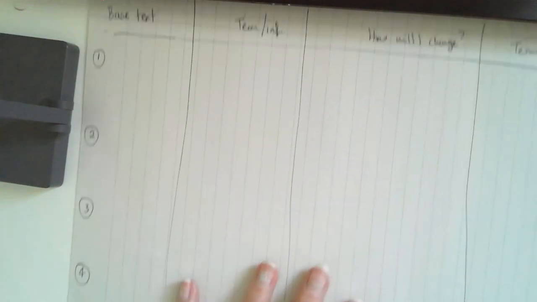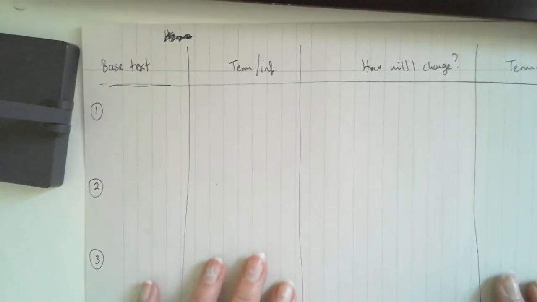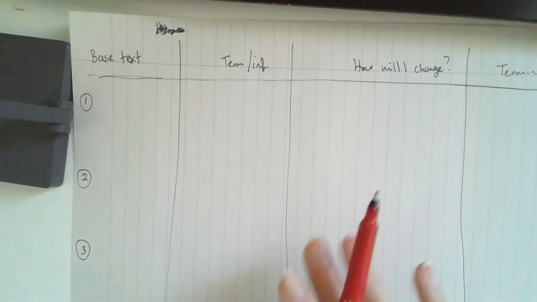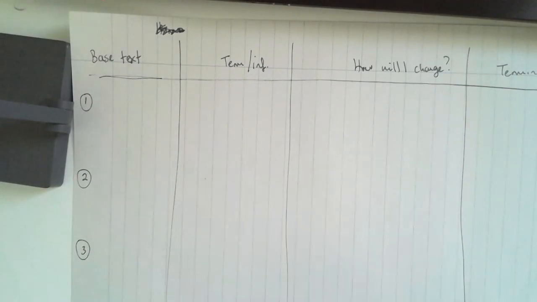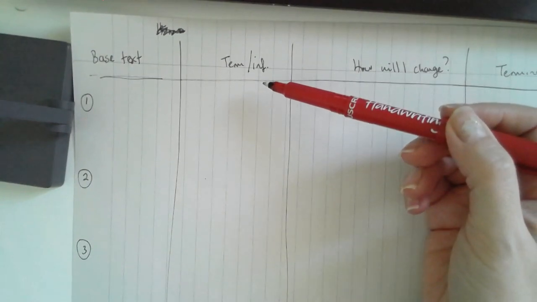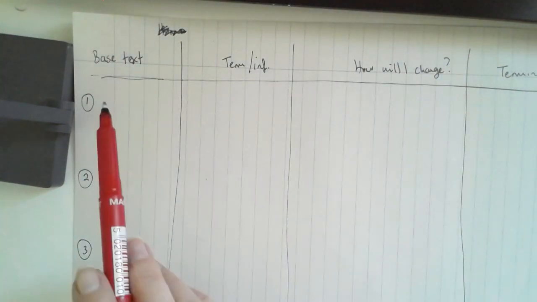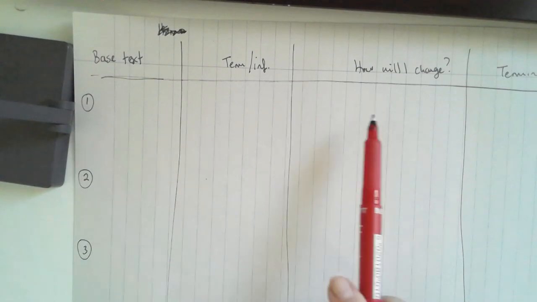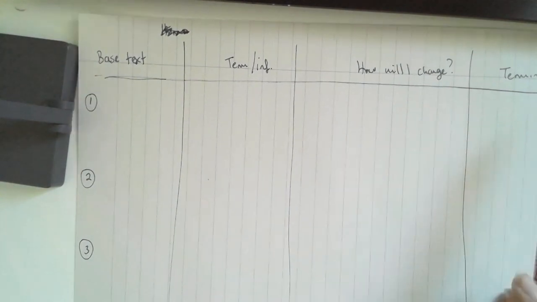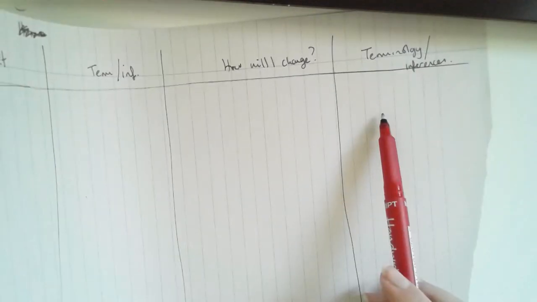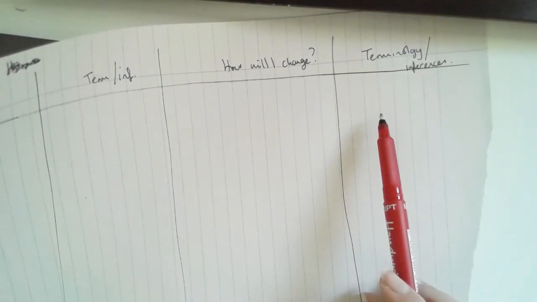So the first thing you need to do is plan this recreative piece. Remember that I want you to do four quotations, ideally, from the base text. Your terminology and inferences in relation to the base text, how you're going to change that, adapt it, use it, develop it, and then terminology and inferences for your own piece of writing as well, and that will help.